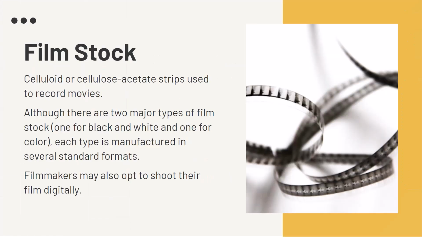Film stock refers to the celluloid or cellulose acetate strips used to record movies. Although there are two major types of film stock, one for black and white and one for color, each type is manufactured in several standard formats. Alternatively, filmmakers may choose to shoot their film digitally, in which case they would not use film stock.